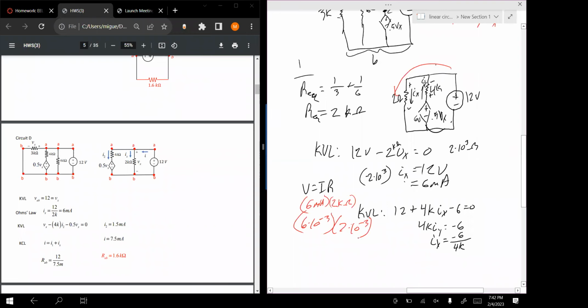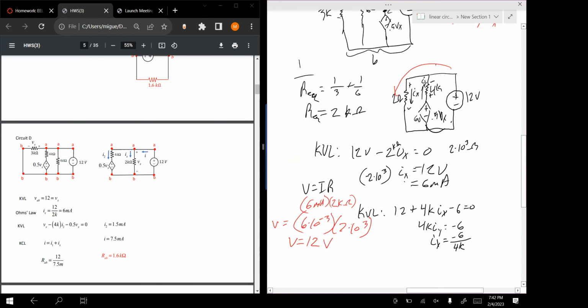Is that still going to give us the same? Oh wait, not negative 3. Hold on, this is just 3. Yeah, that's why. Aha, okay. Voltage equals 12 volts. The voltage across this resistor is 12.